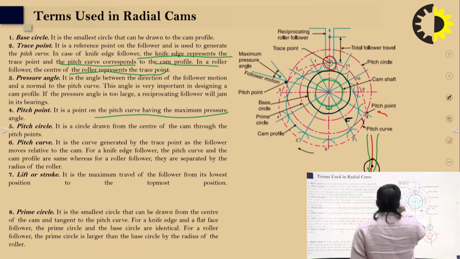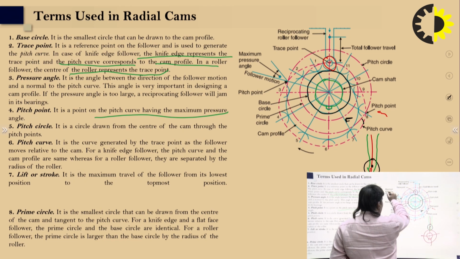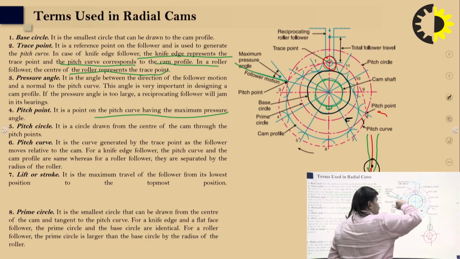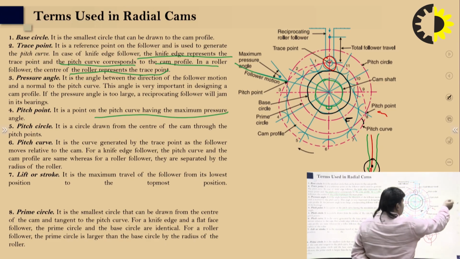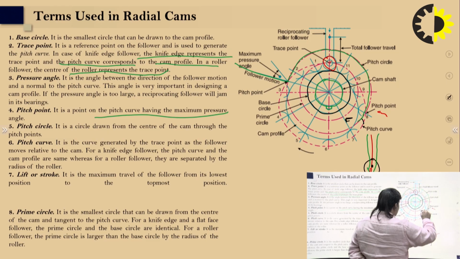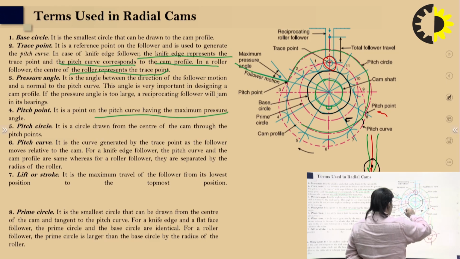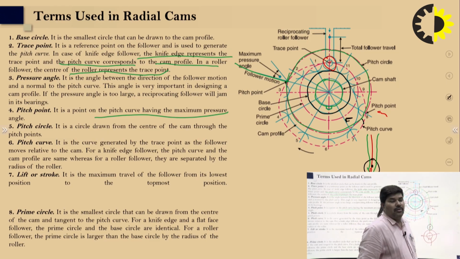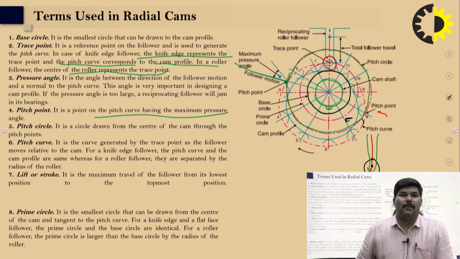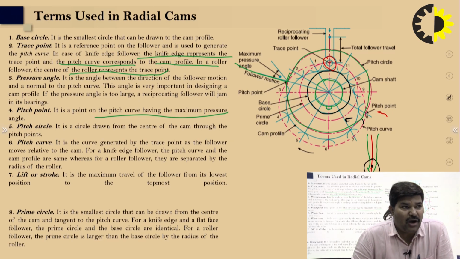So we can find out the maximum pressure angle somewhere at that point. The follower motion is here. So we can draw the pitch circle where the maximum pressure angle is given. So you can draw this pitch circle, right? So what is the pitch curve?